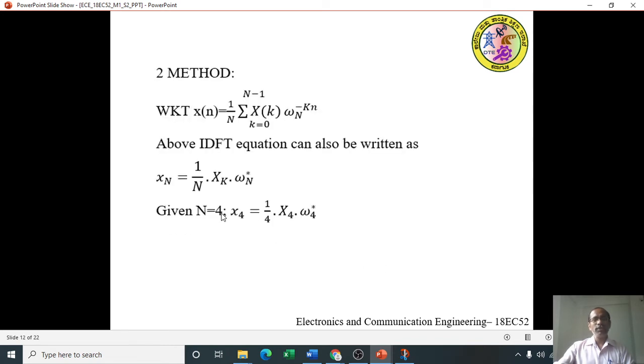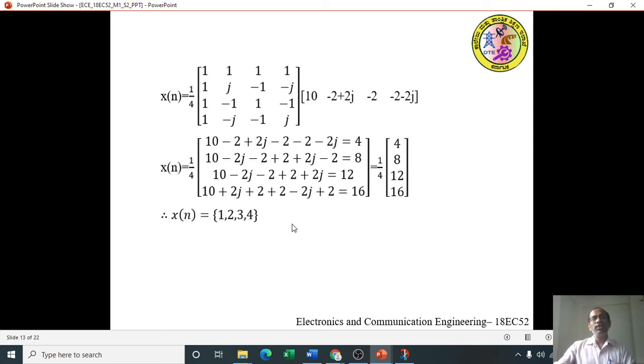You can try this formula using the linear transformation approach. Already we know that this formula can be rewritten in the form of a linear transformation, that is, you can get x of n from the knowledge of x of k by multiplying with the complex conjugate of twiddle factor matrix and scaling it by 1 by N. In this problem N is equal to 4, so this becomes x4 is equal to 1 by 4 capital X4 into omega 4 star, that is the complex conjugate of twiddle factor matrix.